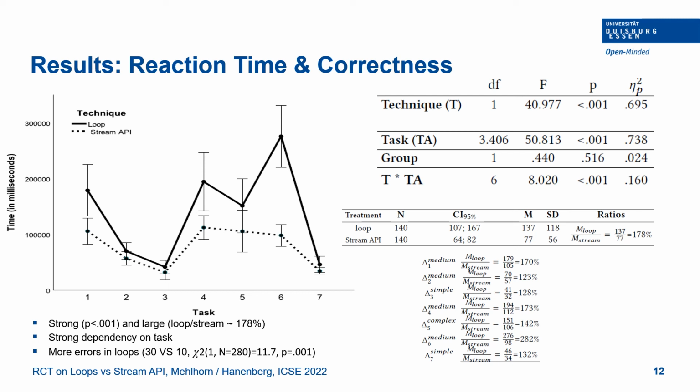So what we can say is that we have a strong and large effect. It depends on the task as well. Additionally, we ran a chi-square test in order to check whether there are differences in the errors. What we found is that more errors were made with the loops in comparison to the Stream API, more precisely 30 errors with the loops and 10 with the Stream API.